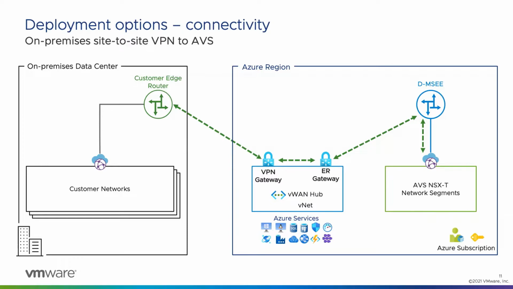If you're deploying AVS to utilize this as a target site for disaster recovery with Site Recovery Manager, an ExpressRoute is still required at this time. So just be sure to check the documentation and the network connectivity requirements for the solutions and the use case that you plan to use.